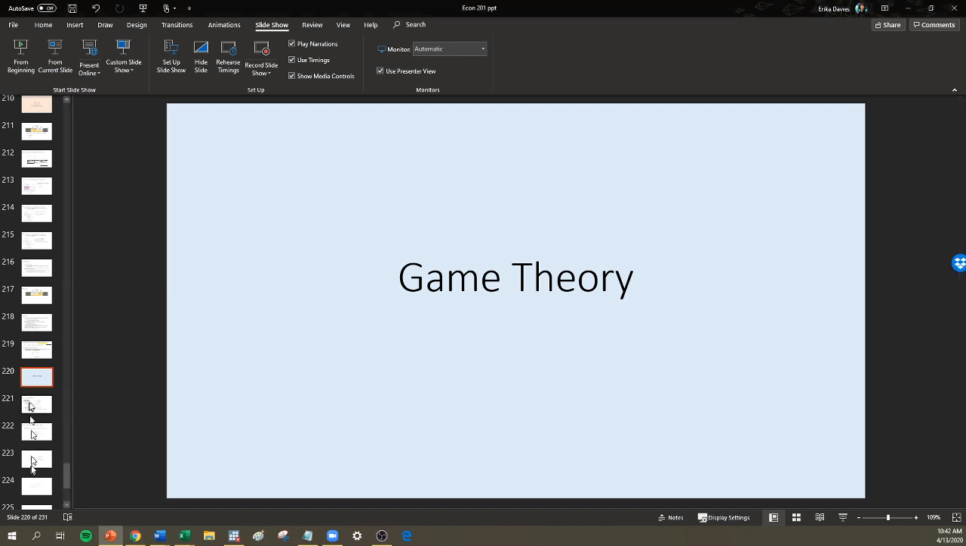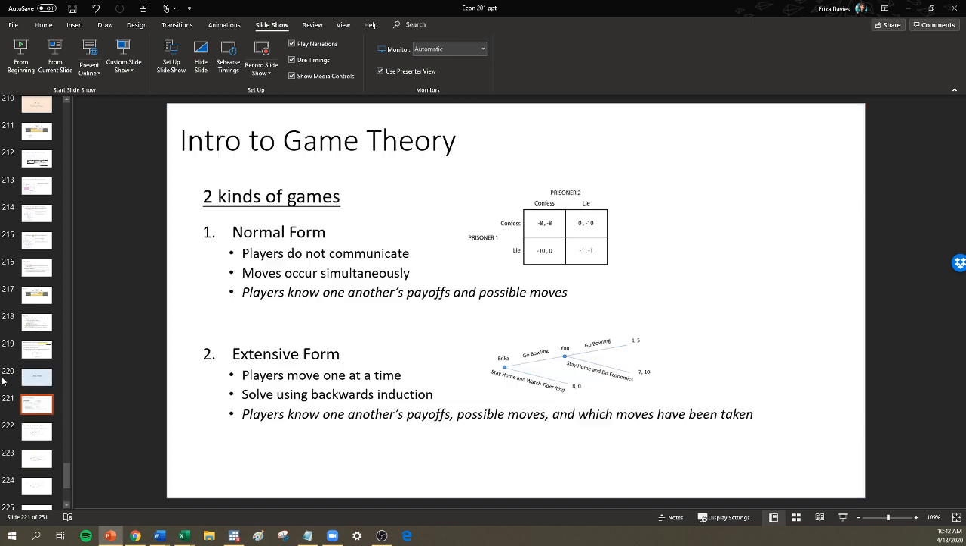Game theory, here we go. Introduction to game theory. Game theory as a science was famously invented, popularized, perfected by John Nash. There's a book by Sylvia Nash.